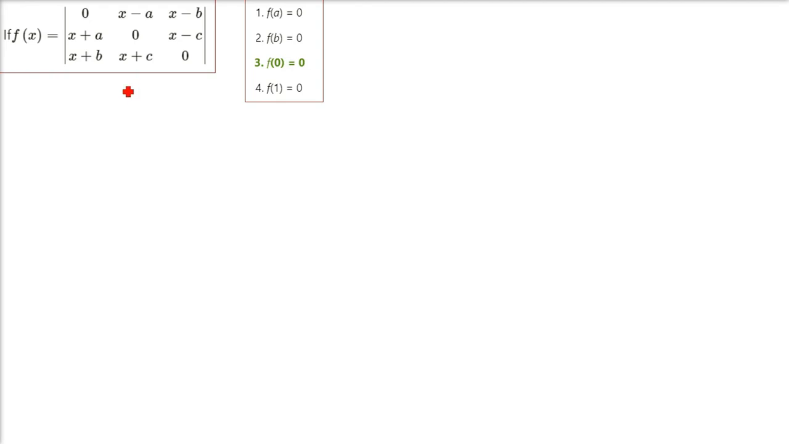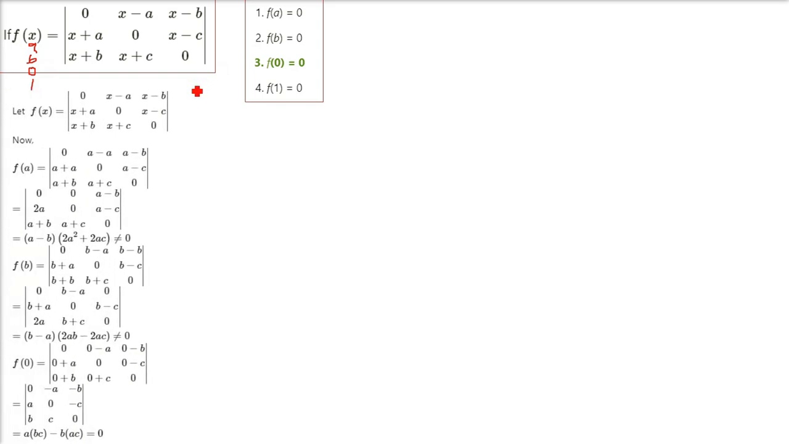So here we have f(x) equals the determinant with rows 0, x minus a, x minus b; x plus a, 0, x minus c; x plus b, x plus c, 0, equal to 0. In place of x you can place a, b, 0, 1. You have to do it for all of them. Just replace x by first 0, a, b, 0 and 1. I am putting 0 right now. When you put f(0), you will get 0, minus a, minus b; a, 0, minus c; and b, c, 0.